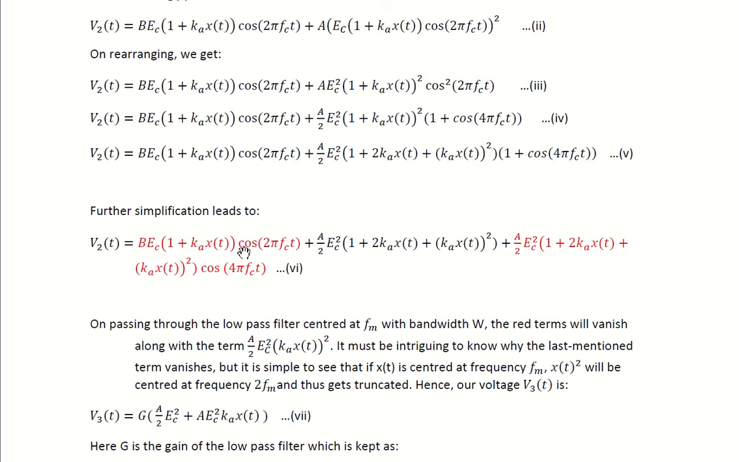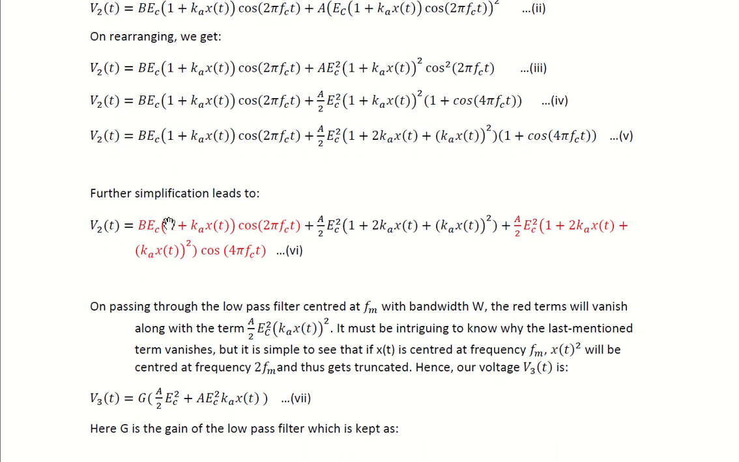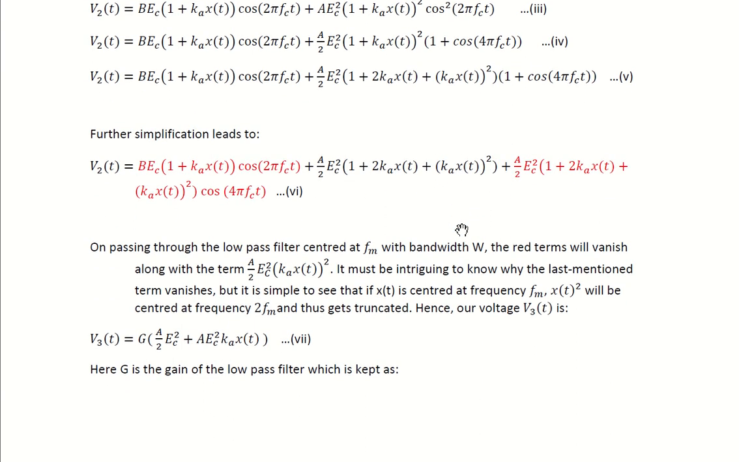Now further simplification will lead to these red terms and this non-red term. These red terms are centered at frequency fc, these red terms are also centered at frequency 2fc, and these terms are centered at frequency fm. Now this k²x²(t) term is basically centered at frequency 2fm. So on passing through a low pass filter centered at fm with bandwidth W, the red terms will vanish along with this term.